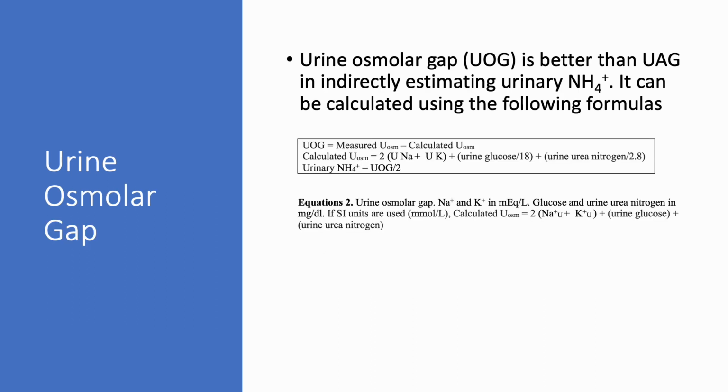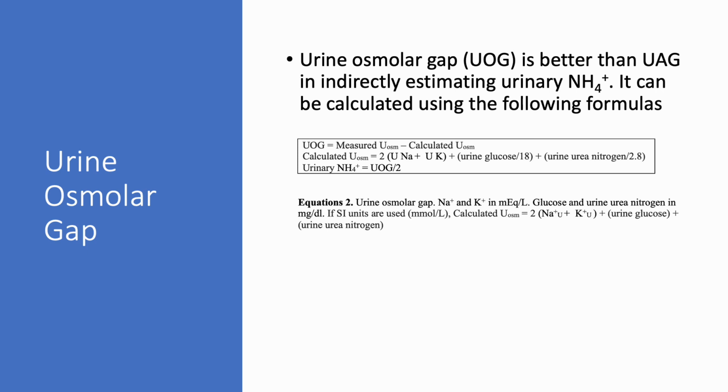A better way to estimate urinary ammonium is to calculate urine osmolar gap. So what you do, you order urine osmolar gap. That's a very easy test. Then you calculate urine osmolality. So you get your sodium and potassium in the urine. You multiply that by 2. Urine glucose by 18. If you don't have any glucose on the dipstick, then the value is 0. Then you get your urine urea nitrogen, and you divide that by 2.8. If you are in countries where they use international units, you don't need to divide the glucose or the urea by anything. You just plug that in.